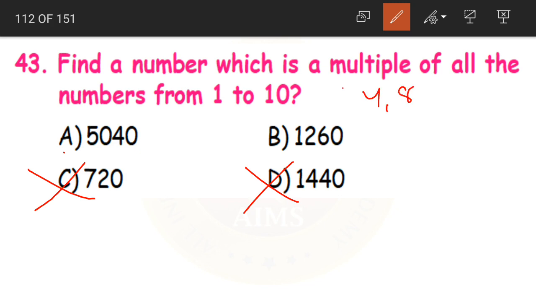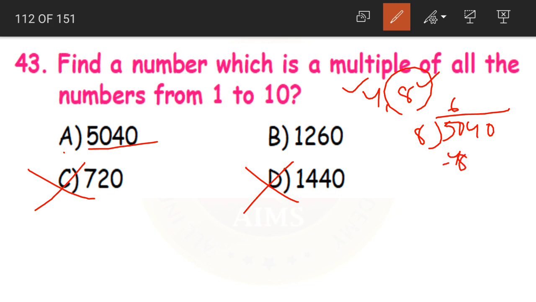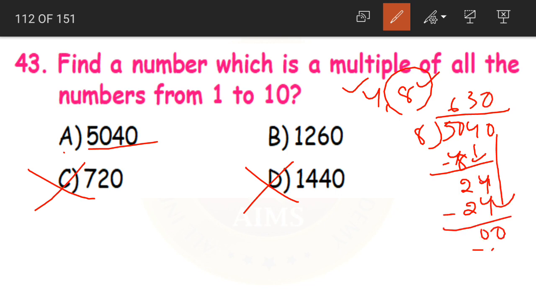Now what are the numbers left? We have to check whether they are divisible by 4 and 8. Let us go with 8. 5040 divided by 8. We have the remainder is 0 here, children. So that means 5040 is divisible by 8.